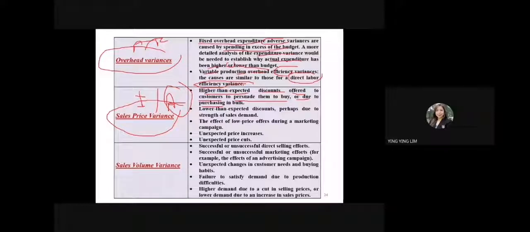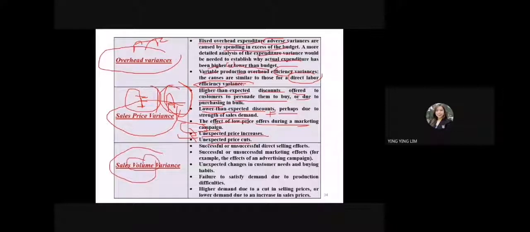Or vice versa, a lower than expected discount, perhaps due to the strength of sales demand. This one, your sales price variance must be favorable. Favorable means in actual you are earning more. You give lesser discount, perhaps due to your strong demand. Or the effect of low price offers during a marketing campaign. You are offering a lower price, so it must be adverse here. Or it could be an unexpected price increase or unexpected price cut. So it depends on a case by case basis.